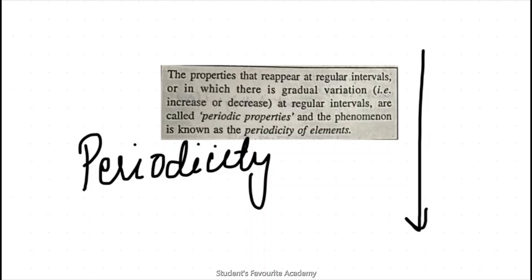Why? Because the only reason for periodicity, children, is the electronic configuration of the elements, and the electronic configuration means what? Usually children, if you see down the group, the electronic configuration is usually the same for all the elements which are there.